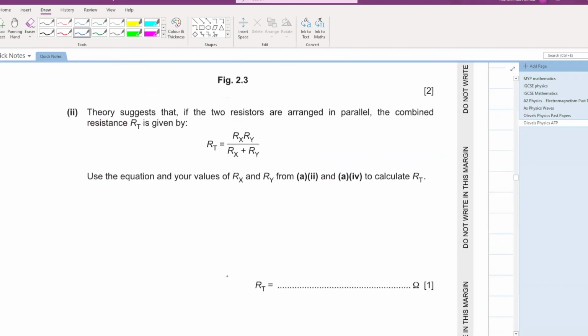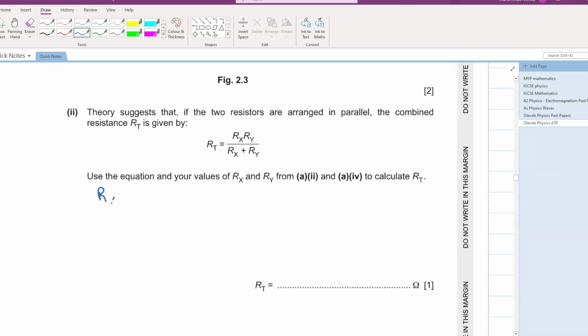Simple. Oh, we have some other question as well. Theory suggests if two resistors are arranged in parallel, then the combined resistance RT is given by this. Use the equation and your value of Rx and Ry from A2 and A4 to calculate RT. Okay, so you have to calculate RT.